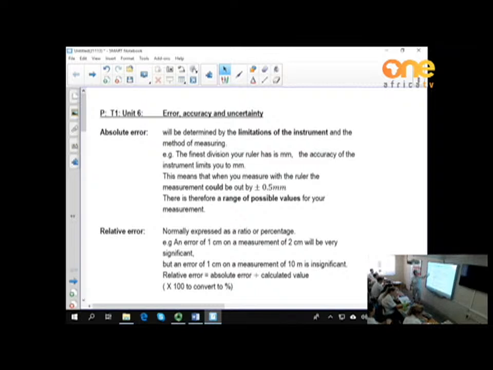Okay, so, an absolute error is the one that is determined by the limitation of the instrument in the first place. In other words, your ruler is calibrated in millimeters, so you can't go more accurate than a millimeter. And then the next part, the method of measuring. If you use that ruler incorrectly, you're not going to have a proper answer. All right. So an absolute error is determined by the limitation of the instrument in the first place, and in the second place, how you use it. The ruler is calibrated in millimeters.